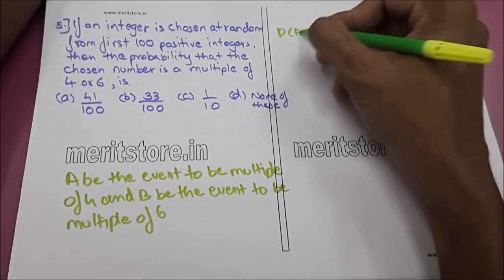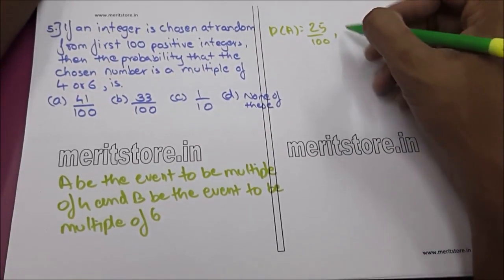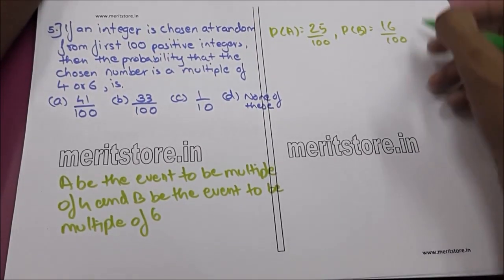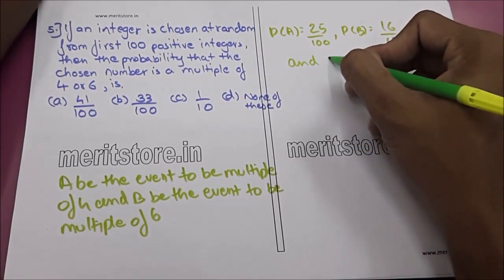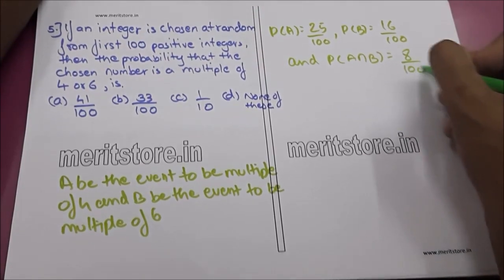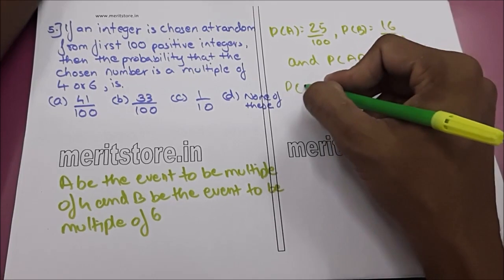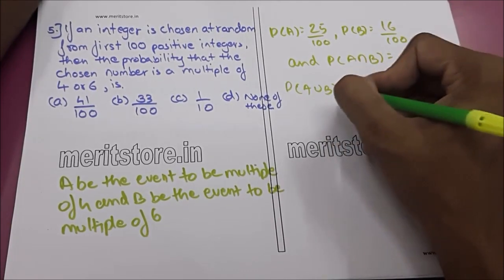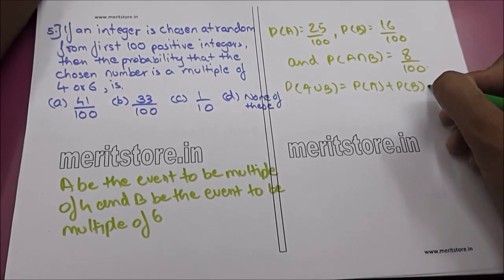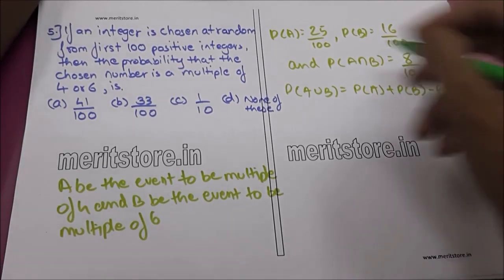So probability of A is equal to 25 by 100, probability of B is equal to 16 by 100, and probability of A intersection B is equal to 8 by 100. So the required probability is probability of A union B, which is equal to P of A plus P of B minus P of A intersection B.